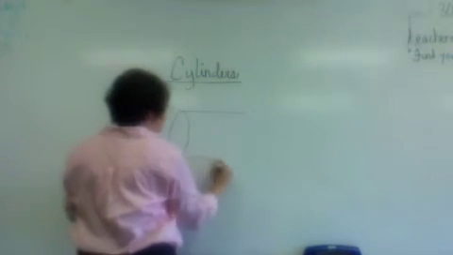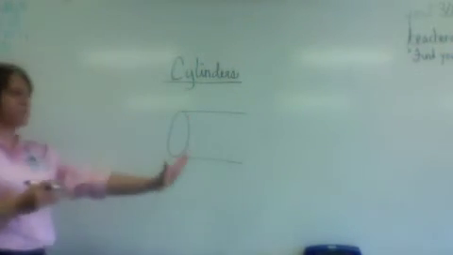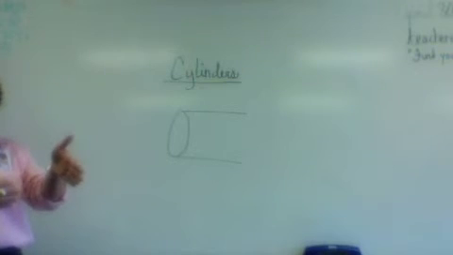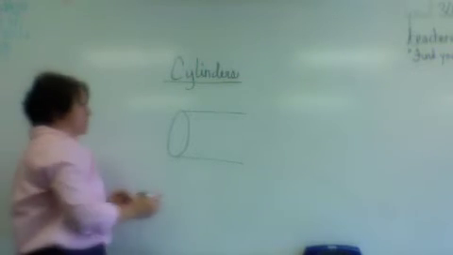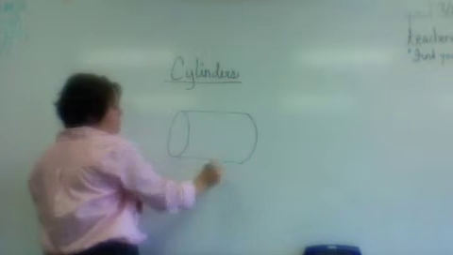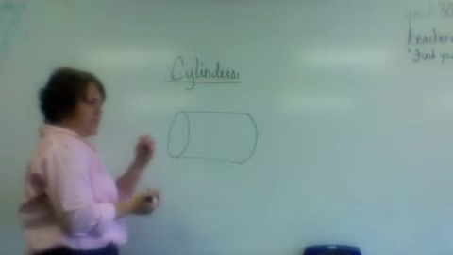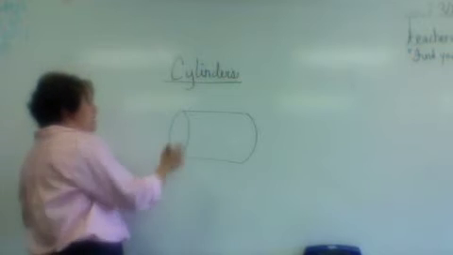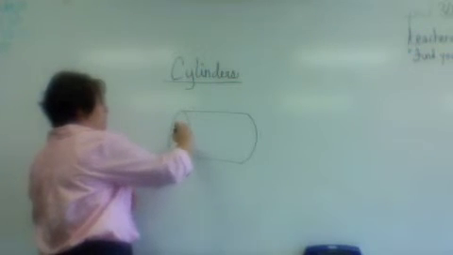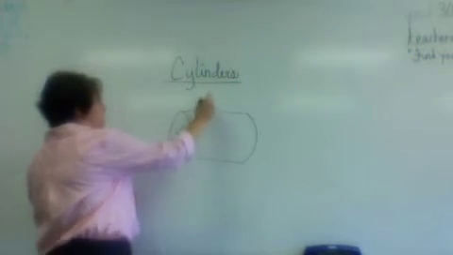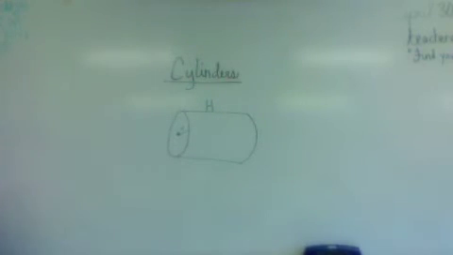Draw your sides shooting out from the oval, and then the base of the thing. Is it going to be flat? No. Is it also going to have some curve to it? It's also going to have some curve to it. This is a cylinder. If you're asked to identify the radius and the height of the thing, here is your radius, here is your height.